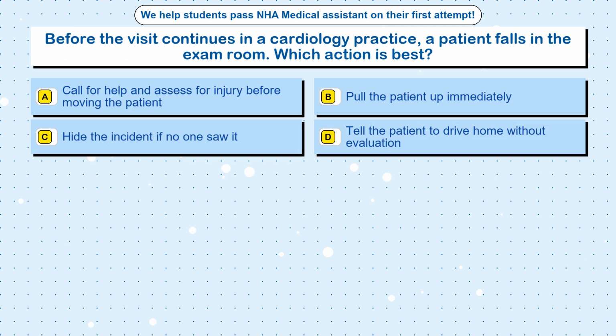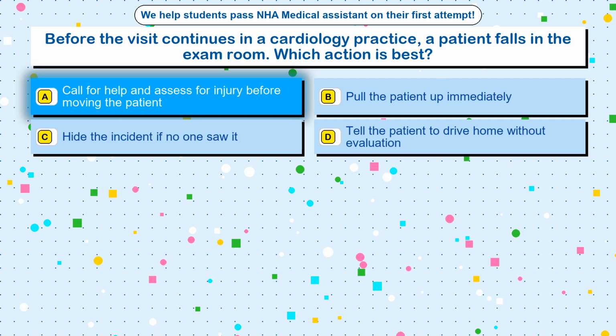Question 50. Before the visit continues in a cardiology practice, a patient falls in the exam room. Which action is best? Option A, call for help and assess for injury before moving the patient. Option B, pull the patient up immediately. Option C, hide the incident if no one saw it. Option D, tell the patient to drive home without evaluation. The correct answer is option A, call for help and assess for injury before moving the patient.